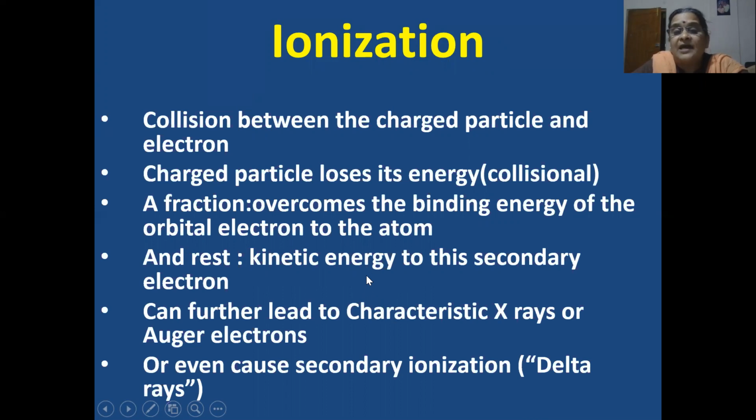What it means is they can produce ions again by colliding with the orbital electrons and ejecting them, with sufficient energy to counteract the binding energy that they have.